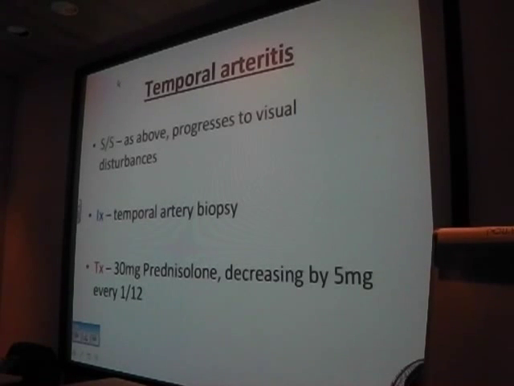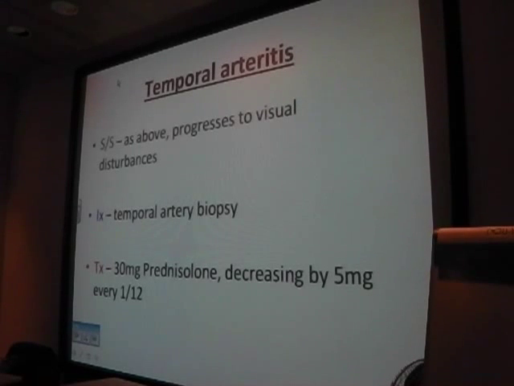Obviously, the investigations here, you will see systemic signs of inflammation, but you need to do a temporal artery biopsy in order to confirm it. So if we do a temporal artery biopsy on someone who you suspect as having temporal arteritis and it comes back as negative, what are you thinking?